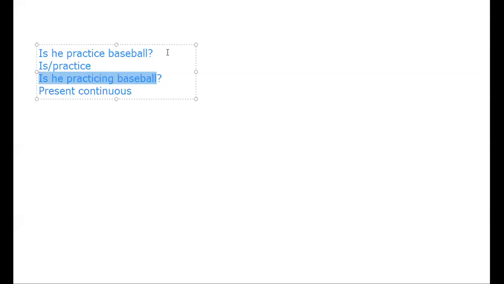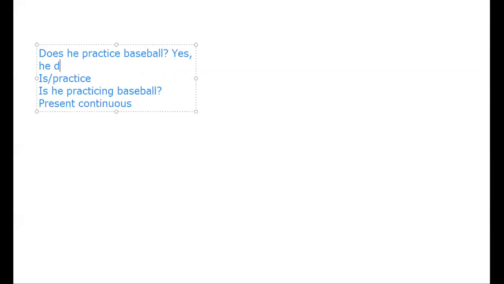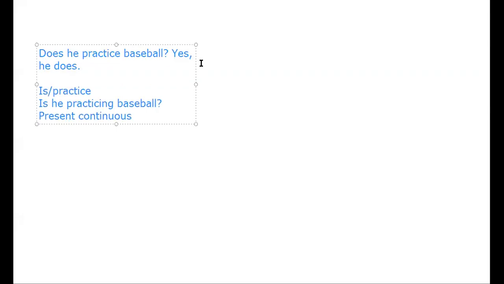This is a present continuous question with the verb to be. Obviously, because in present continuous, we use the verb to be as an auxiliary. So it's not the same. So here, we put does, and then it's a simple present question. Does he practice baseball? You can say yes, he does. But that's a different thing, okay? That is a simple present question. So that's how you would do it.